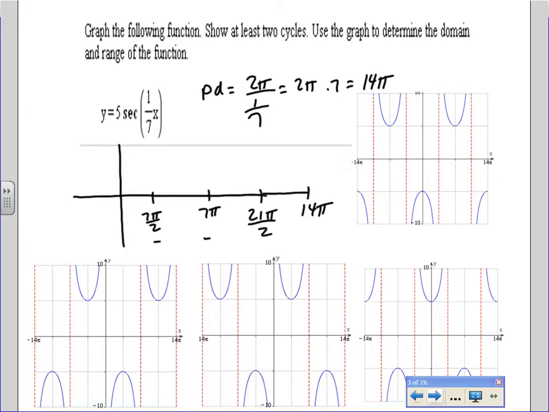Now let's think. How do we do the secant functions? It looks like a bunch of parabolas. Well, the idea is you want to graph cosine here first. You want to dot in a cosine. Notice the amplitude here was 5. So we'll put a 5 and a negative 5 there. And now all we have to do is dot in a cosine. Remember, cosine would start up and go down.